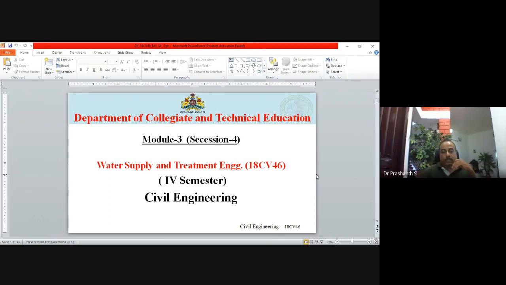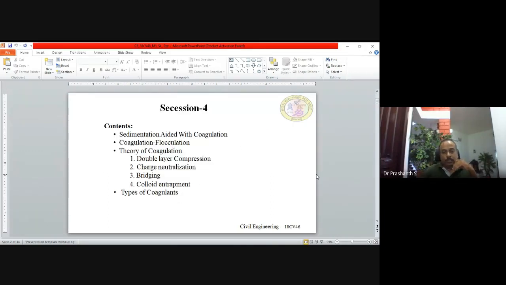We have till now discussed sessions 1, 2, 3. In these, we have discussed sedimentation. What is sedimentation? Different types of settling tanks. Then what is the theory of sedimentation tank? Then how to design a sedimentation tank.